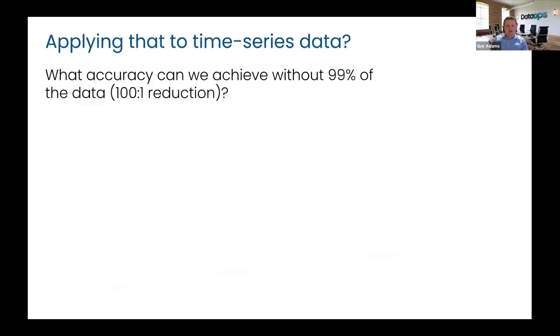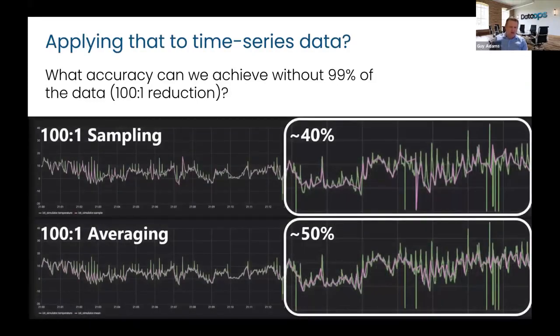So if we apply this concept to time series data, the two ways that people reduce time series data, and have done for the last 25, 30 years, is either with sampling or with averaging. And we know what sampling looks like. Sampling is a very random approach. There's no guarantees of what you're going to see. Averaging is a little bit more deterministic, but it still loses all of the peaks and troughs and the interesting parts of the data, and it still delivers a very low and not guaranteed level of accuracy. These are looking at graphs at 100 to 1.